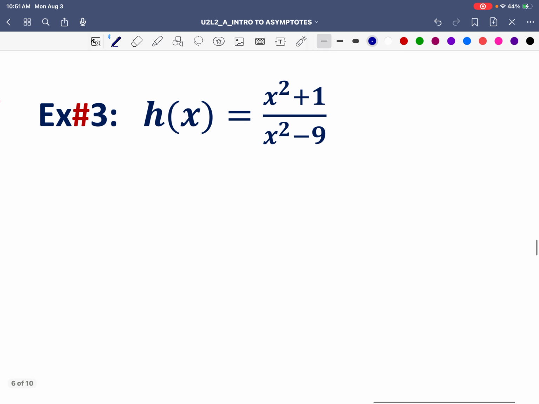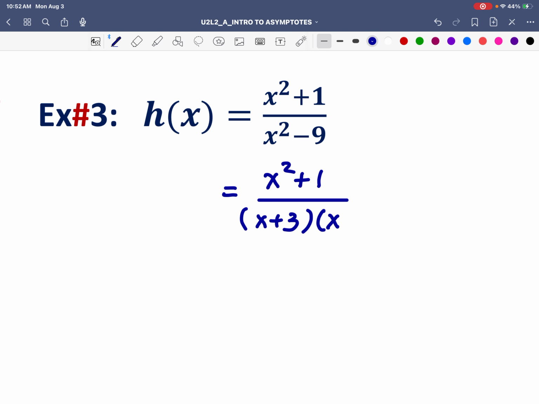Now let's take a look at our next example. We have x squared plus 1 over x squared minus 9. We'll try to factor first. The numerator is not factorable. It looks like it is, but it's not. x plus 3, x minus 3 is in the denominator. And we don't have any common factors. We're going to jump to restrictions.